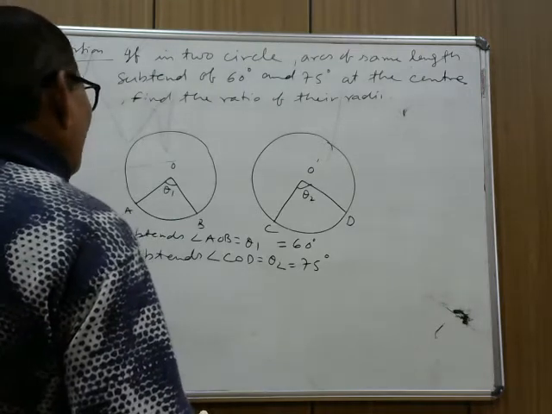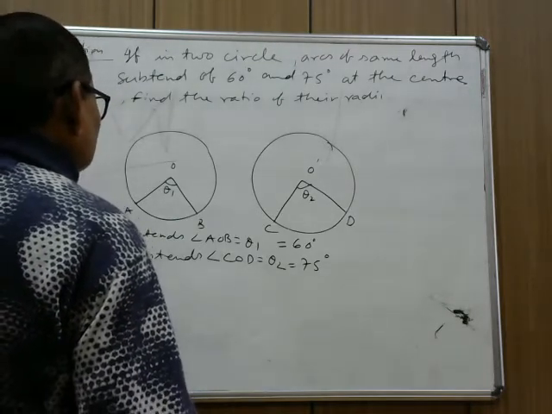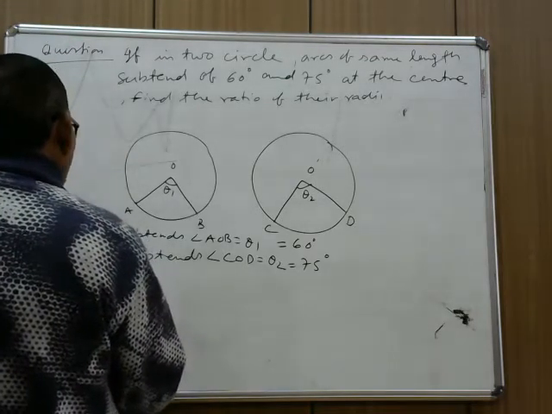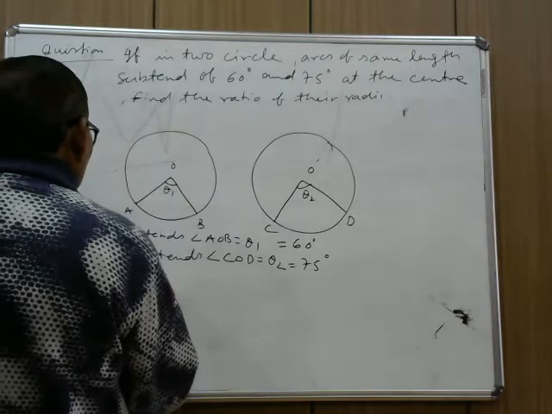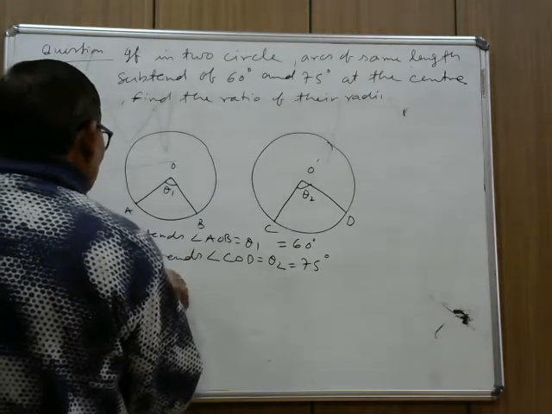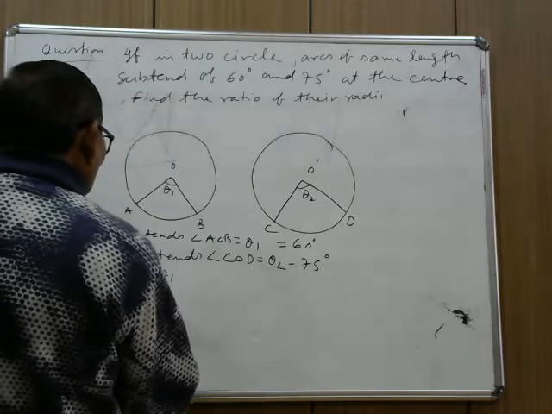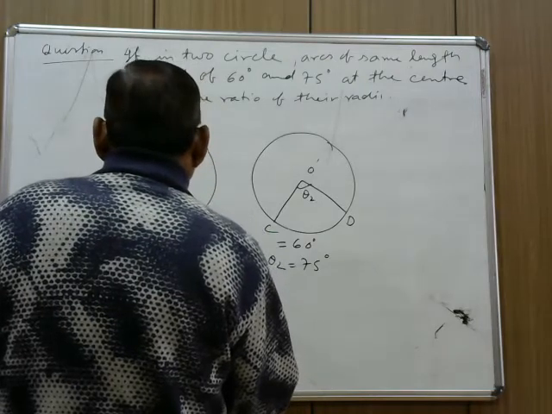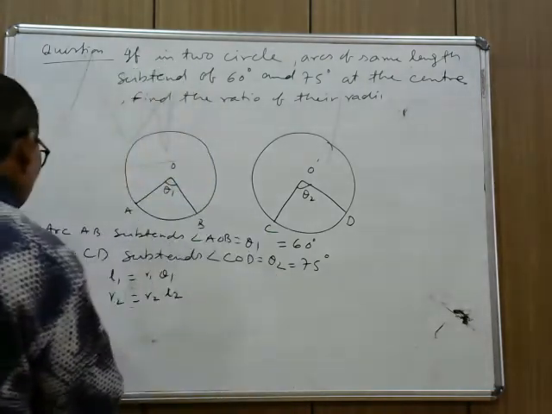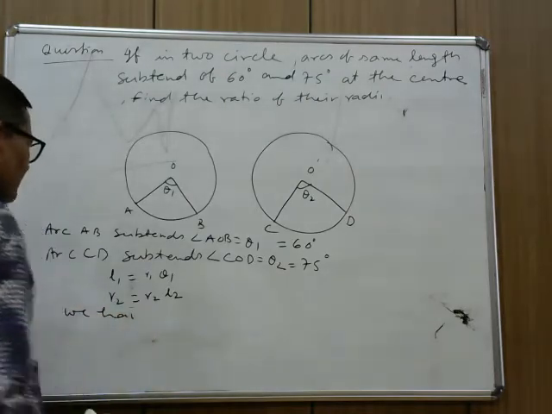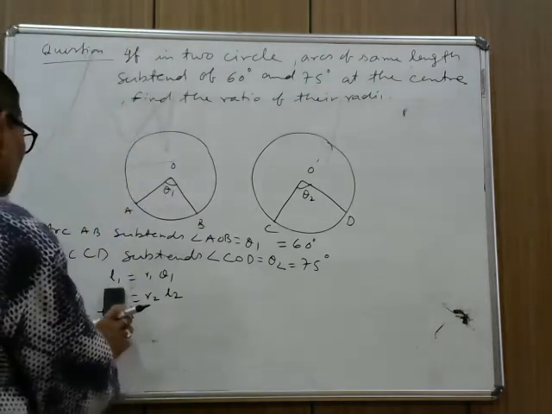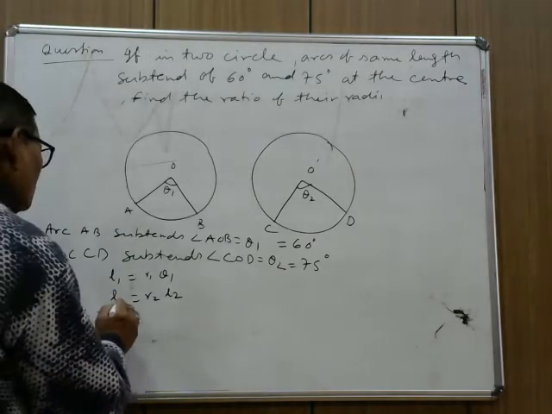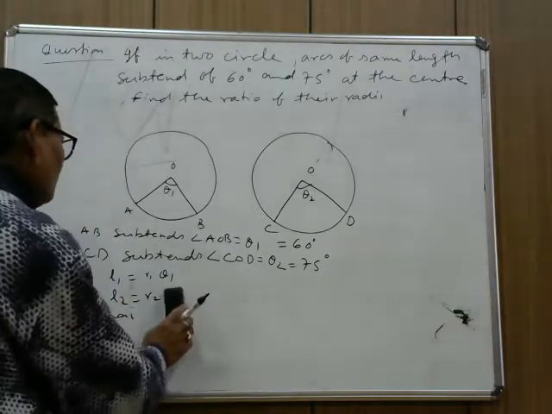So in this way, as you know that L1 equals R1 theta 1 and L2 equals R2 theta 2. Here we have been given that L2 is equal to R2 theta 2.